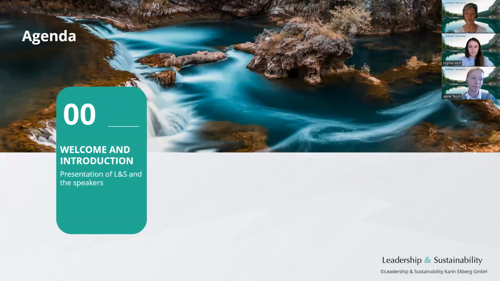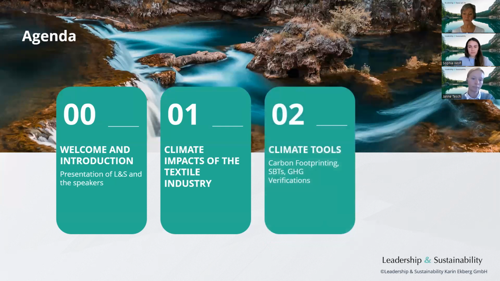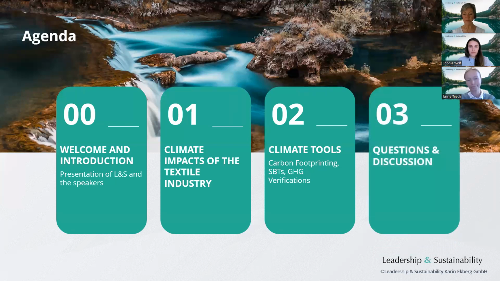Let me give you an overview of our agenda today. We are already underway with the welcome and introduction. In today's session, we will start with looking at climate impacts of the textile industry. And then we will talk about 3 climate tools, namely the carbon footprinting, science-based targets, as well as greenhouse gas verification. And towards the end of the webinar, we will have time to discuss any questions you might have.